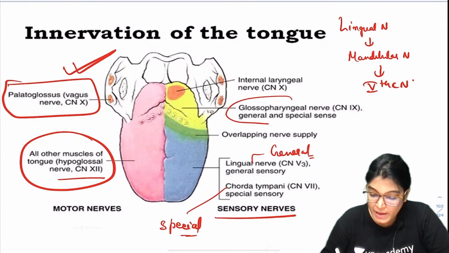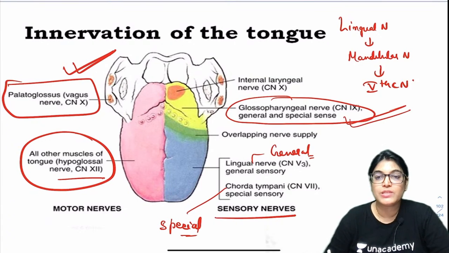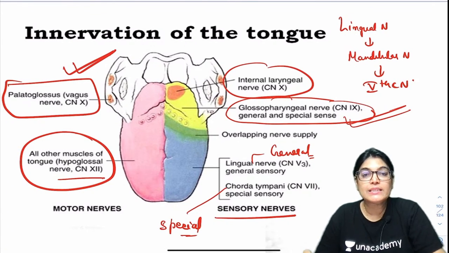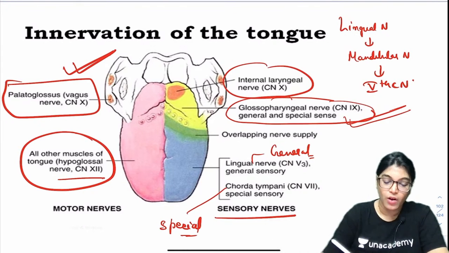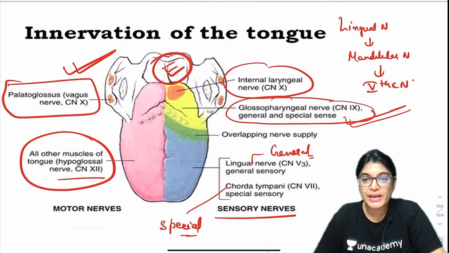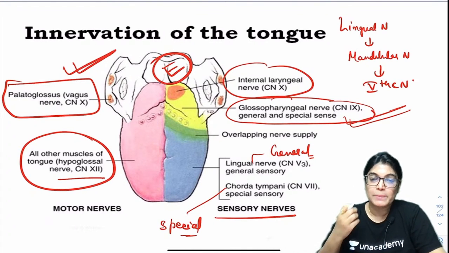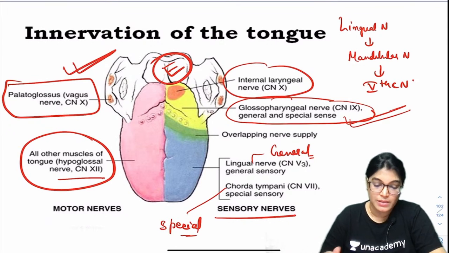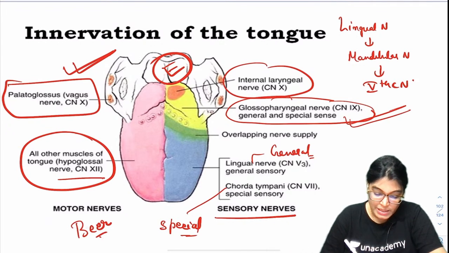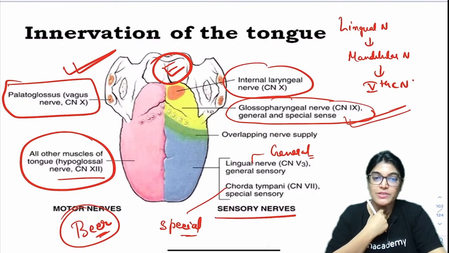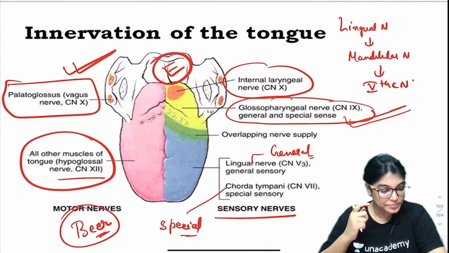When you see the posterior part of the tongue, the innervation is glossopharyngeal nerve, both for its general and special taste sensation, and posterior most part of the tongue by internal laryngeal nerve, along with the part of epiglottis. Actually internal laryngeal nerve is a branch of vagus nerve, and it carries bitter taste sensation. The other name of internal laryngeal nerve is also Beer's nerve. Why? Because the taste of beer we feel in the posterior most part of the tongue through internal laryngeal nerve. So it is also called as Beer's nerve.